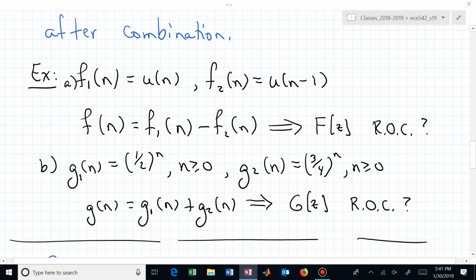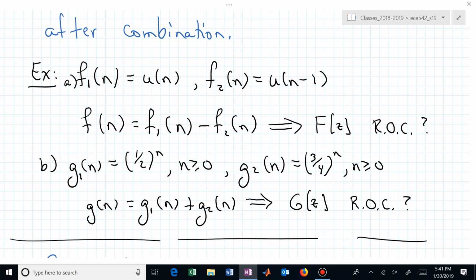Well, a second example is if we had two exponential waveforms that we then linearly combined, in this case just added. You can see that the Z-transform of g of z, the sum of g1 and g2, has a region of convergence outside the largest pole of those two poles. You would have a pole at 1/2 and a pole at 3/4.